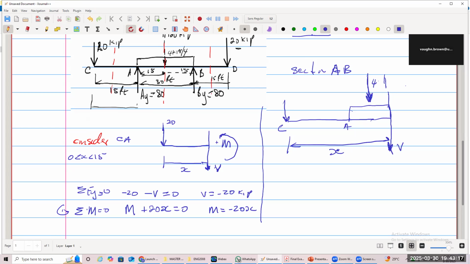Between these two points, the measurement was 15. But we don't know the distance beyond A here. So the distance beyond A, you don't know it, and it's therefore going to be x minus 15. Everybody agree? That's x minus 15 there?